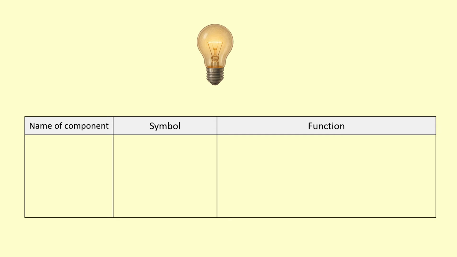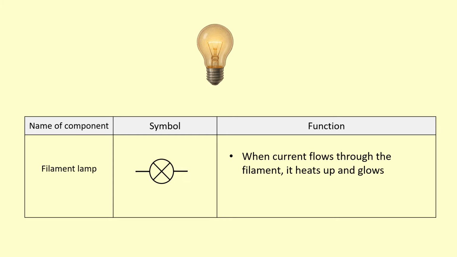This component here is called the filament lamp, or sometimes referred to as a bulb. It's represented using a circle with a cross like this. And basically when current is flowing through the bulb, it heats up the filament, which is right there, and it's going to get hotter and it's going to start to glow. So ultimately what it's doing is it's turning the electrical potential energy into light, and also it is going to emit heat to the surroundings as well.